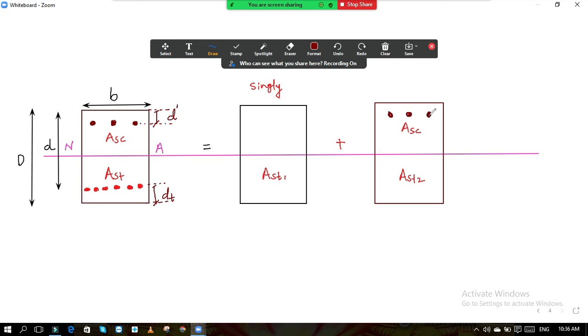Its effective covering compression zone is D dash. So here three bars are there in AST1 and the three bars are there in AST2. If you add these two, then you will get this section. Okay, so this is singly reinforced section, and if I add this second section, then if you club together these two sections, you will get this doubly reinforced section. Okay, this is the concept of doubly reinforced section.